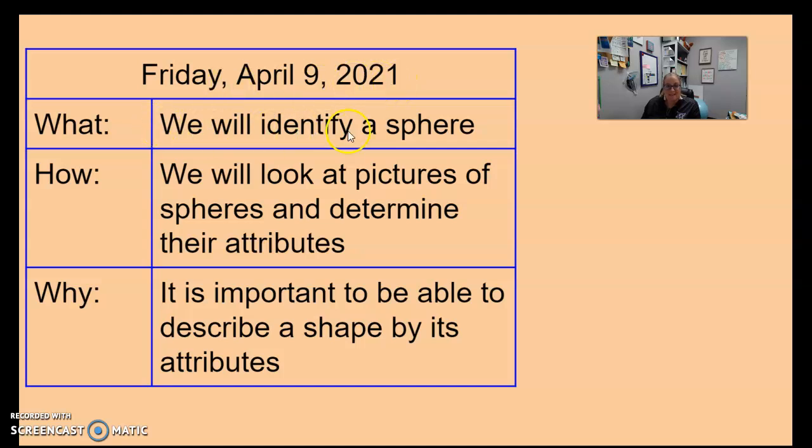Today we are going to identify a sphere. Think about when you've heard the word sphere before. What are we going to do? Well, we're going to look at pictures of spheres and determine their attributes. Remember, that's the way that they look and how they feel. So just different ways that it makes up that shape. And why do we do this? Well, it's important to be able to describe a shape by its attributes.